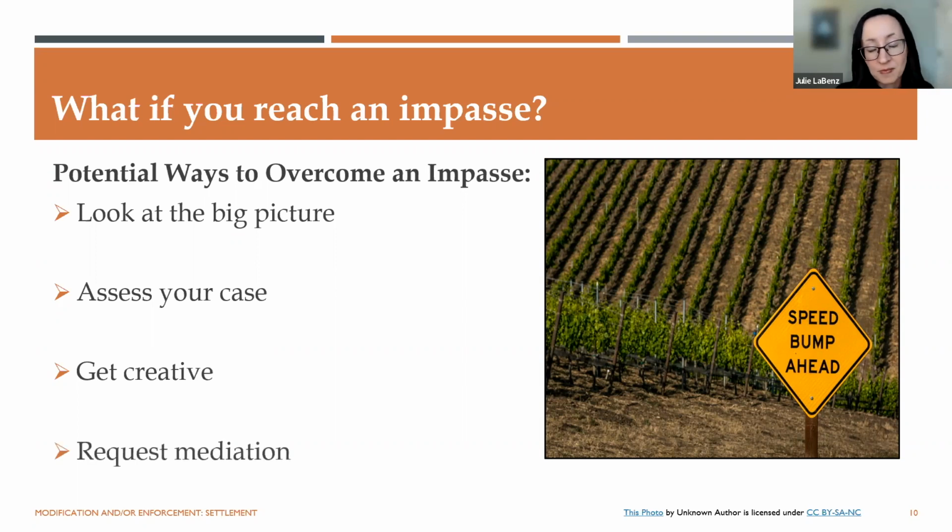And then consider requesting mediation. In various counties across Arizona, there are free mediation services. There are some paid options as well. Sometimes getting a neutral third party involved can be helpful in resolving the conflict.